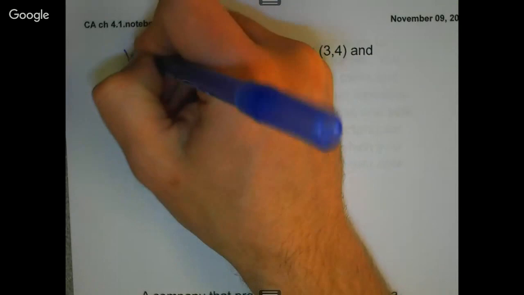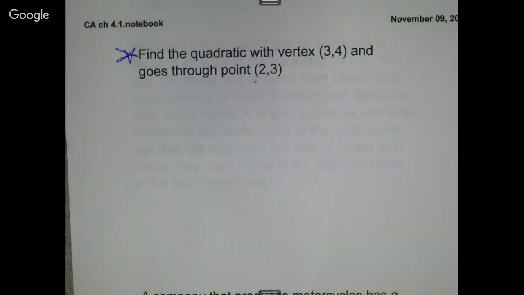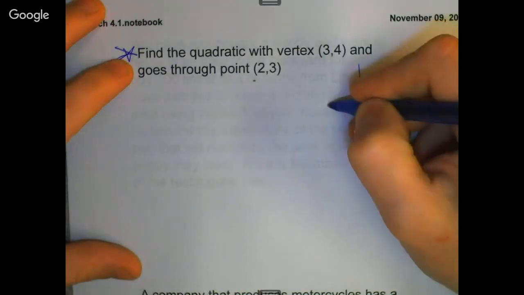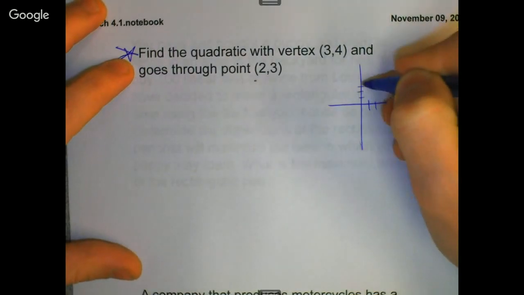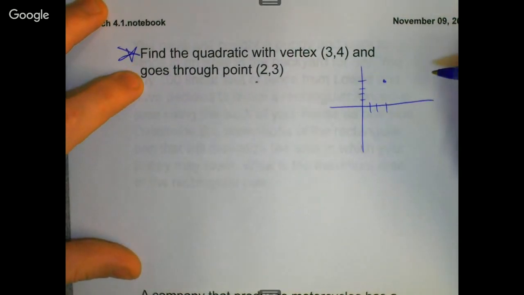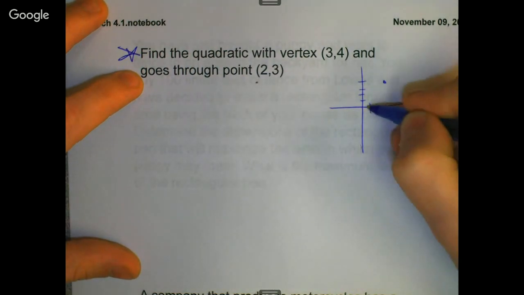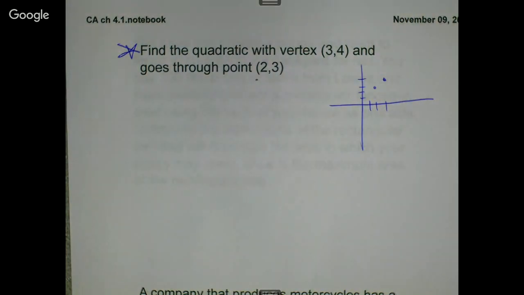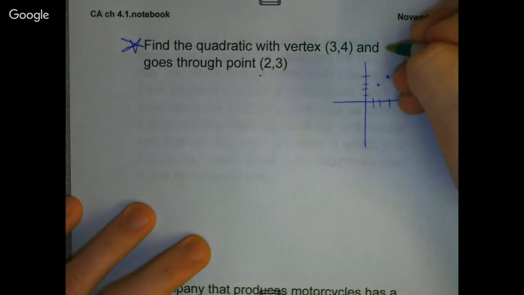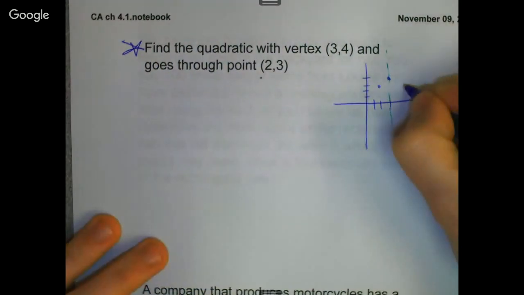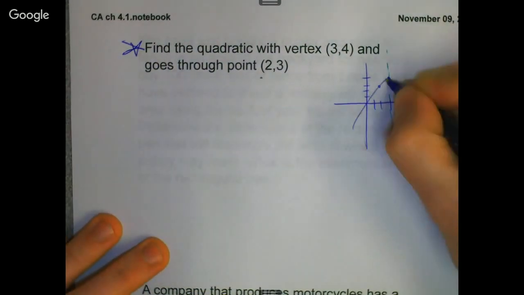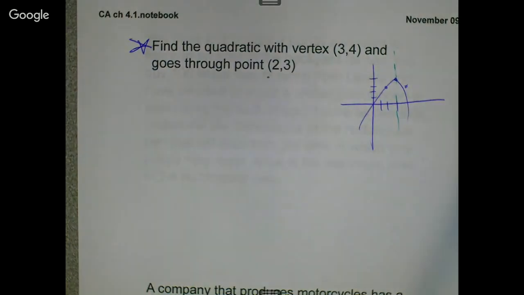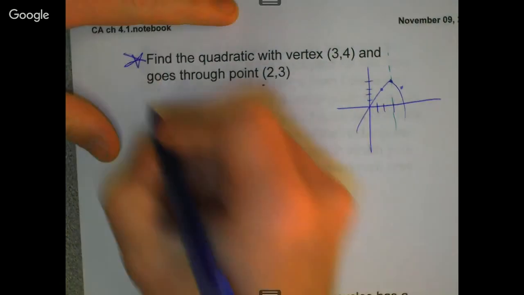Let's sort of start by this question. I love these questions. They're really good for some higher order thinking. Okay, so find the quadratic equation with vertex of 3, 4 and goes through point 2, 3. Okay. I want a parabola that does that. Okay, so here's this mirror image. It came over here somewhere, so probably looking at something like that.